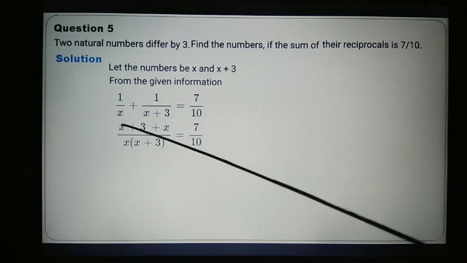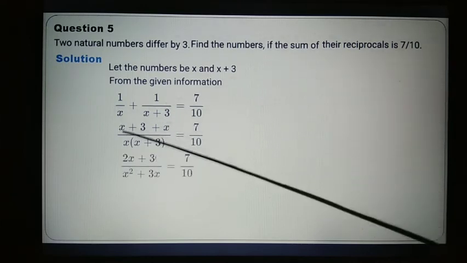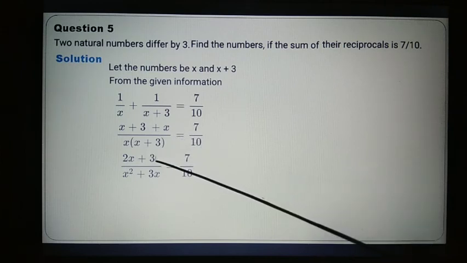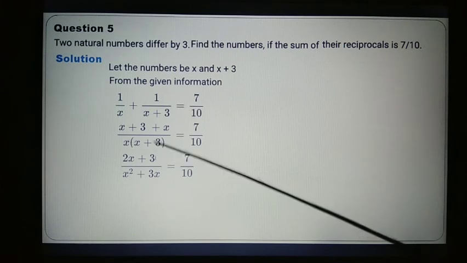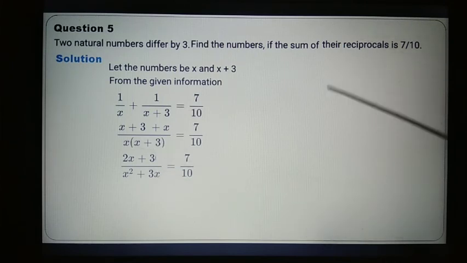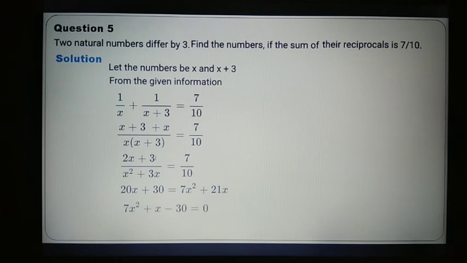Now x and x gives me 2x, right? So let us see what do we get. So we get 2x plus 3 in the numerator, and in the denominator we have x into x, x square plus 3 into x is 3x. Is that clear? Do the cross multiplication and arrive at your quadratic equation. Now after arriving at the quadratic equation, what you need to do is you will use middle term or quadratic equation formula to find the value of x.